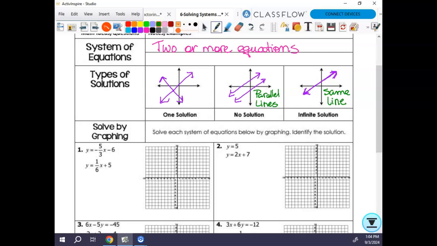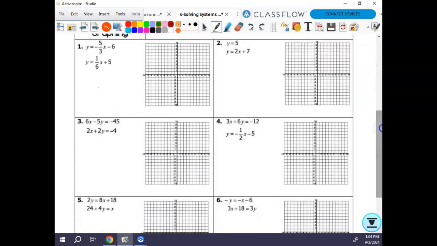So one of the reasons I wanted to go ahead and solve these by graphing, besides the systems part, is also to make sure we all know how to graph. Okay. On number 1, we have 2 equations. They are both in y equals mx plus b. So that's nice, right? What does this number represent?